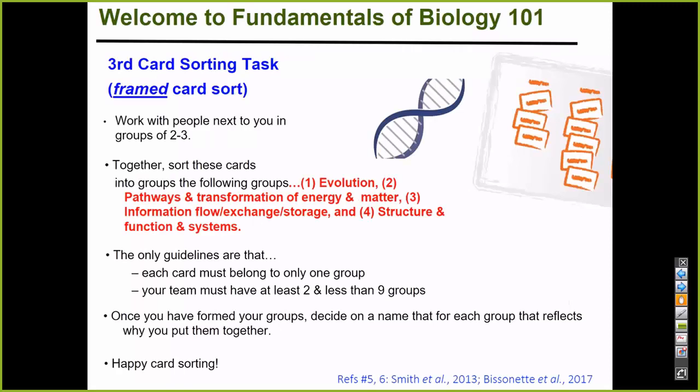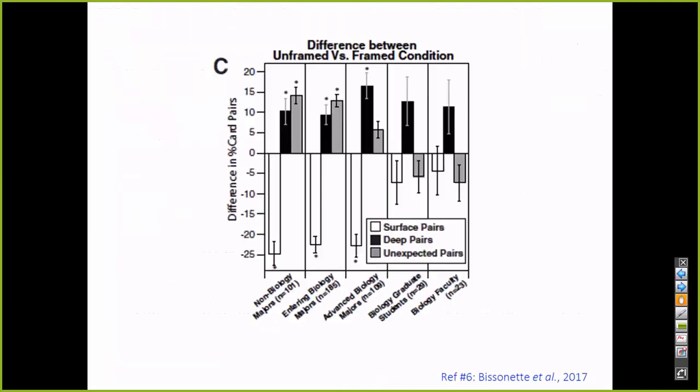So I'm not going to do this for the sake of time, but now the question is, now that you know the deep features, how would you sort differently? My guess is that since you're all experts, you're going to get almost everything correct, right? But the question is, are your students going to do that? And there are interesting differences in terms of where they are in their training.